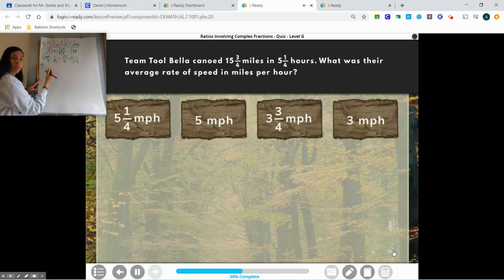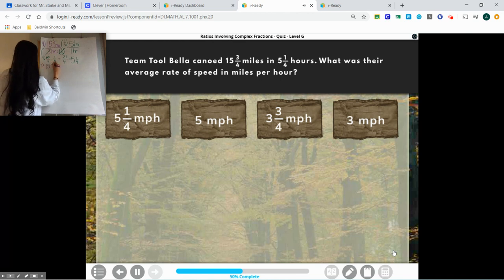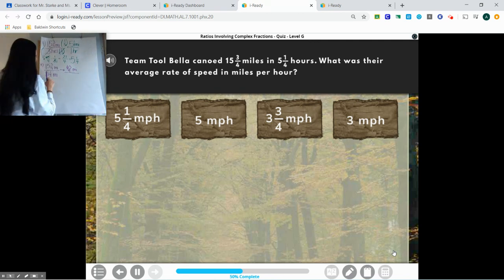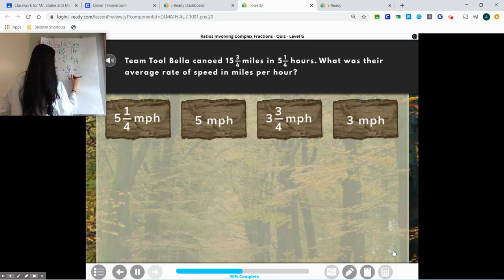The team canoed 15 3/4 miles in 5 1/4 hours. What was their average rate of speed in miles per hour? Okay, so we already know 15 3/4 written as an improper fraction. What did we say? 63 over 4 miles. 5 1/4, let's turn this. So 5 times 4 is 20, plus the 1, we have 21/4 hours.